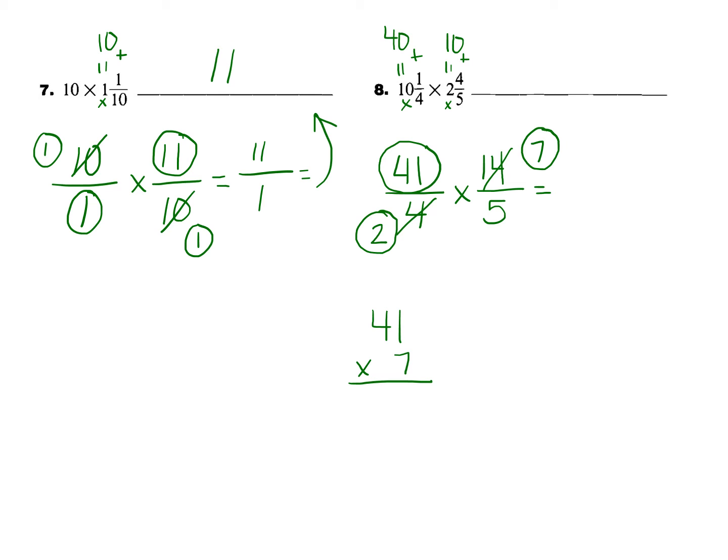7 times 1 is 7, and 7 times 4 is 28. So my numerator equals 287. 2 times 5 equals 10. This is an improper fraction, so I have to reduce.